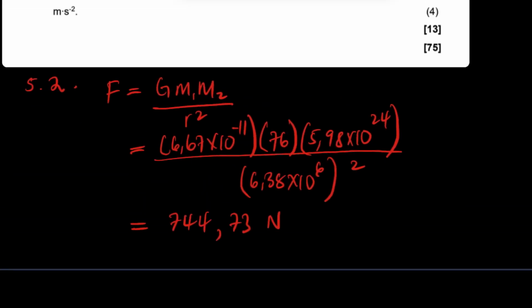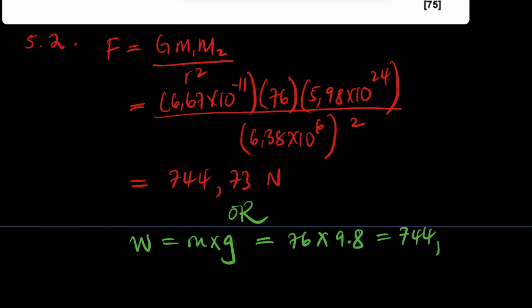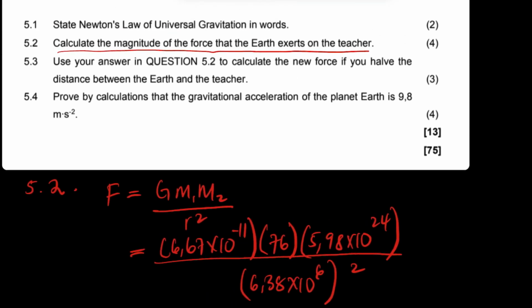There is an alternative way that you can calculate that. We can use the weight, which is equal to m times g, the mass of the teacher times 9.8. So it's 76 times 9.8, which is 744.8 newtons. It's the same, but I prefer this way. Now let's answer the following question.